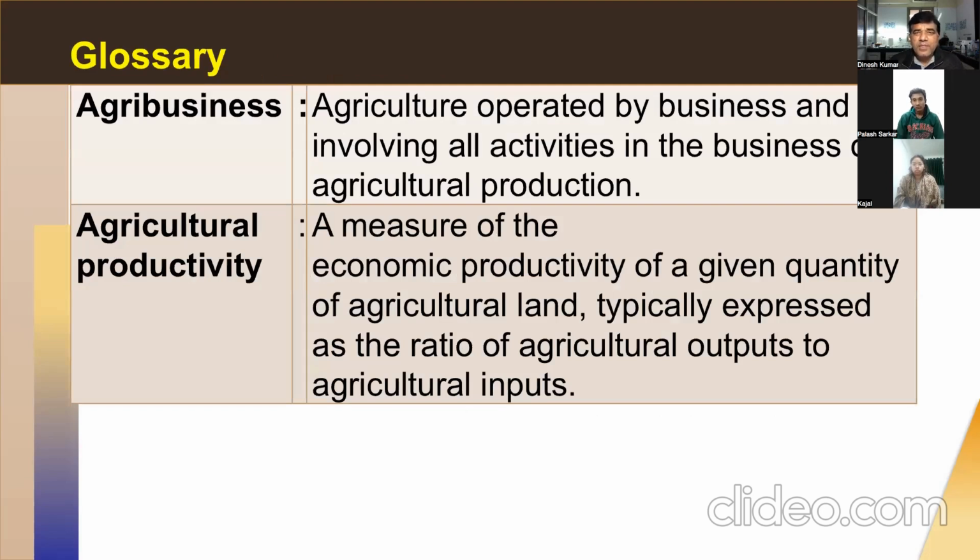Now, agribusiness means agricultural business. So agriculture operated by business and involving all activities in the business of agricultural production. That is agribusiness. Agricultural productivity is a measure of the economic productivity of a given quantity of agricultural land, typically expressed as the ratio of agricultural output to the agricultural input. Mostly it is a ratio of output to input.